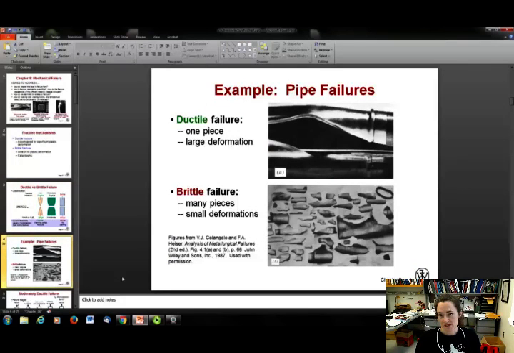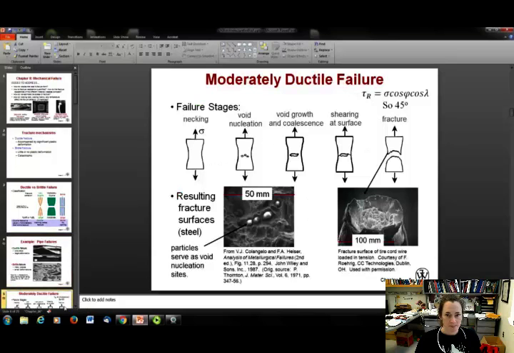So here's some examples of some images of ductile and brittle failure. This pipe has one large deformation. It's split along the way. This one basically exploded, okay? And it's got in many pieces, sharp deformations, shards flying out, mass hysteria. So you can see why ductile fracture would be preferred over brittle.